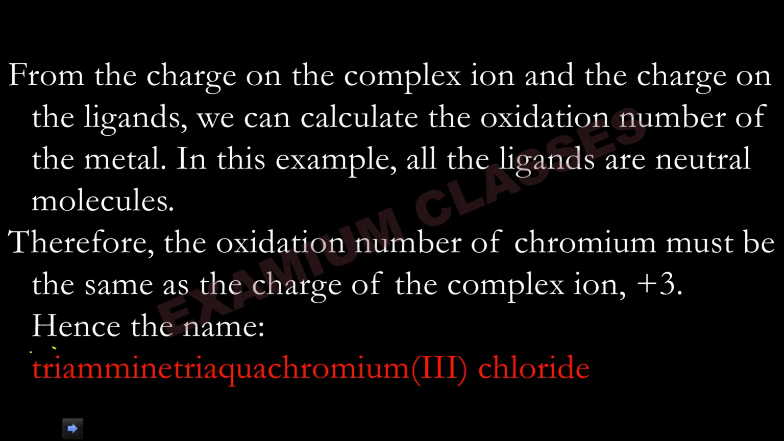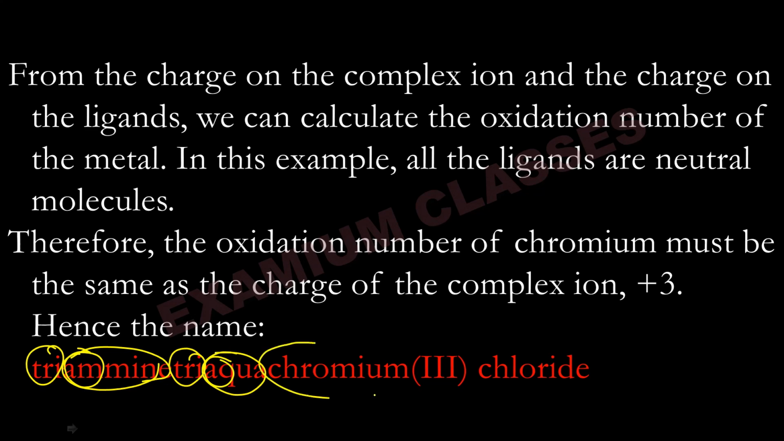You have 3 amine, and am comes first and then aqua, but you have 3 aqua, so you will write triaqua. Then chromium, its oxidation state 3, and here you just need to write chloride. I said you don't need to write how many, because that is already considered in the coordination entity. How many chlorides will be there?